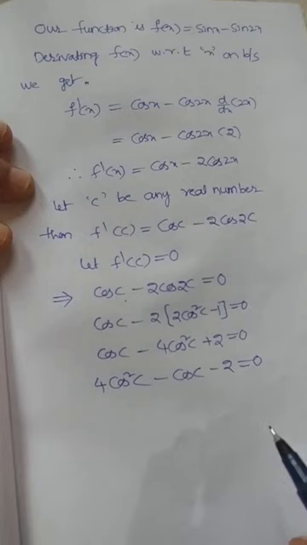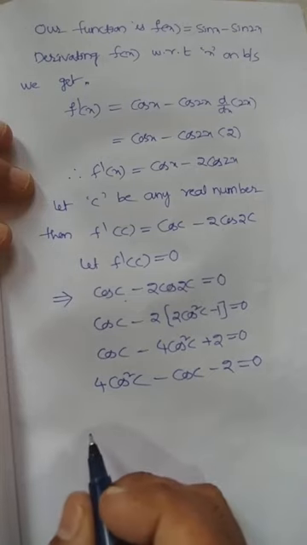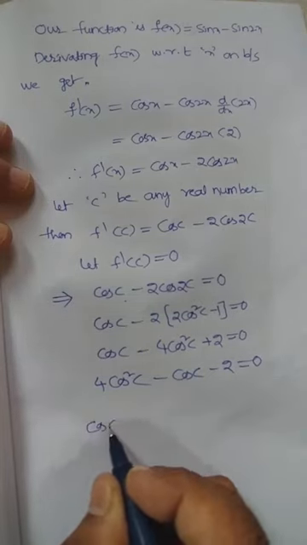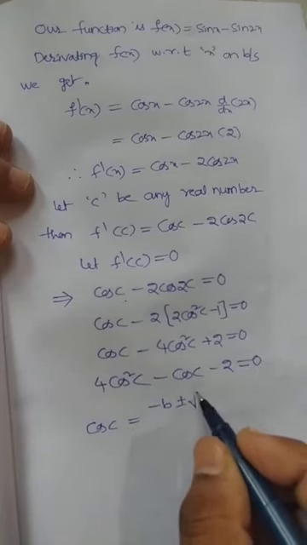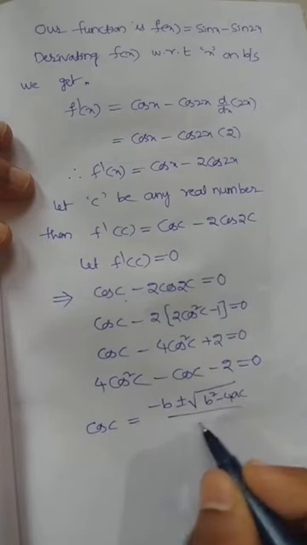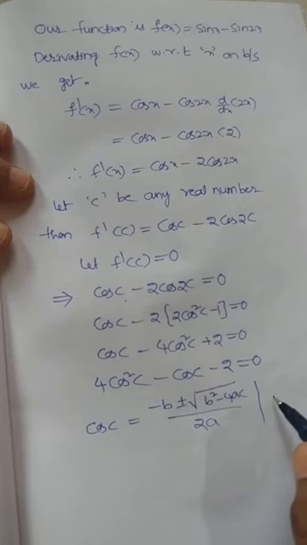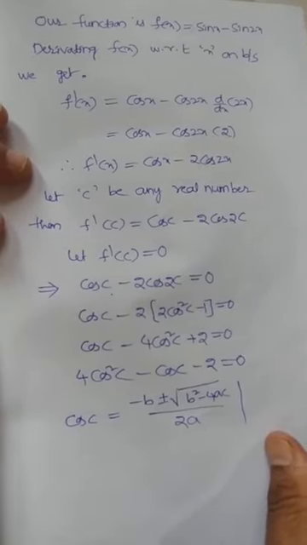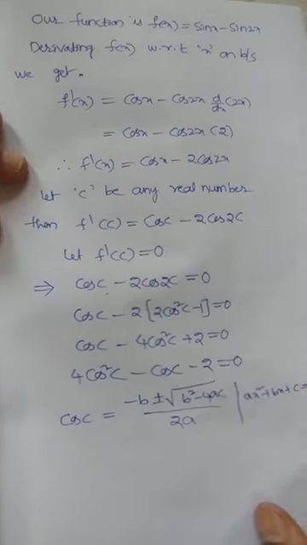So I need to find the factors for this equation. Since I am not getting the direct factors here, I will apply the formula. So how could I get the cos c? What is the formula? Minus b plus or minus under root of b square minus 4ac, by 2a, where the quadratic equation is in the form of ax square plus bx plus c equals 0. Okay.